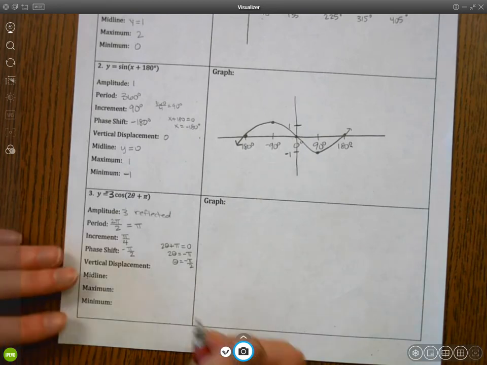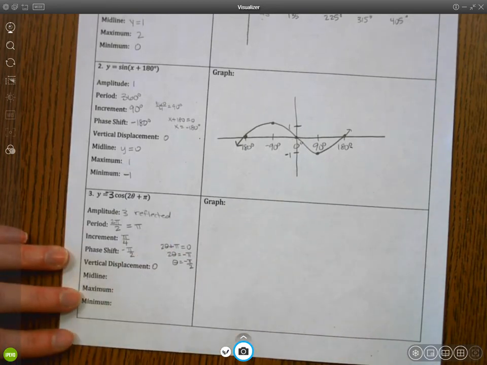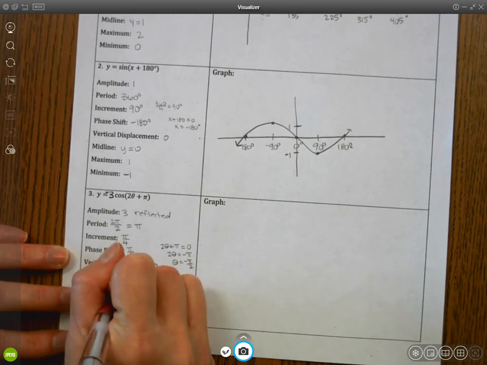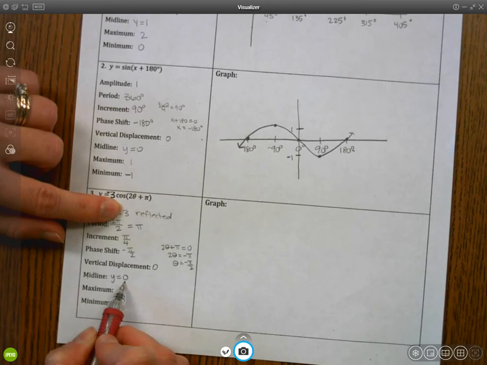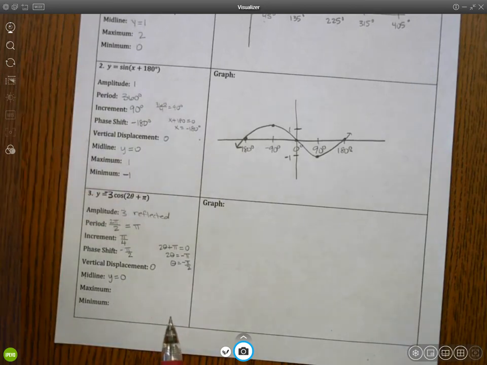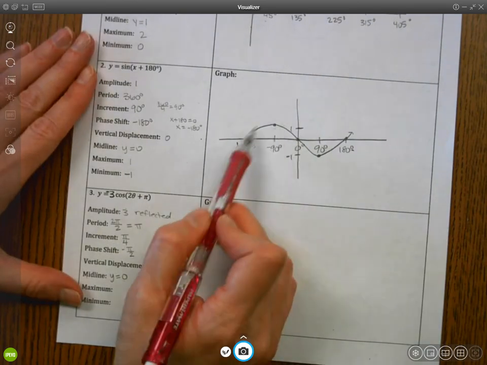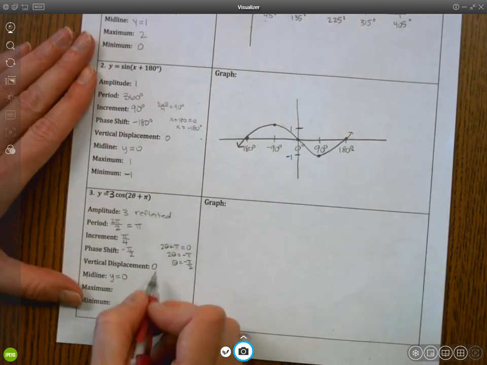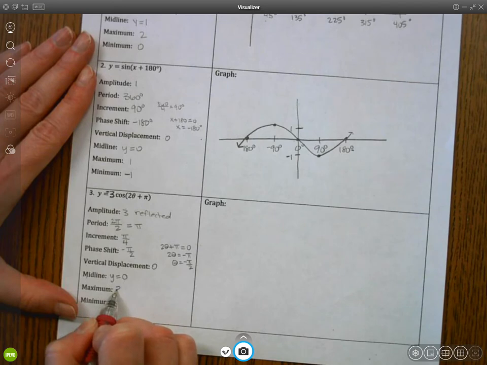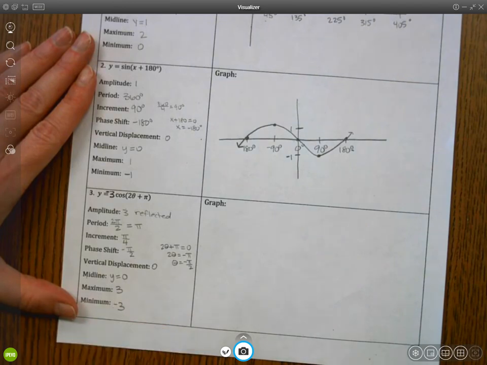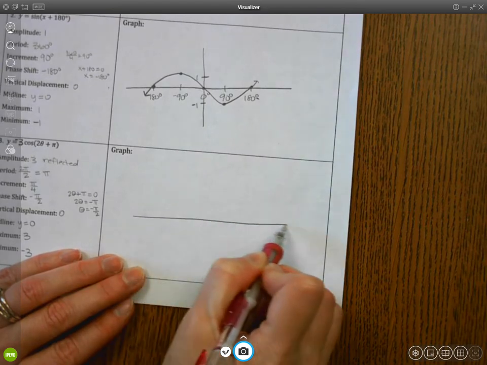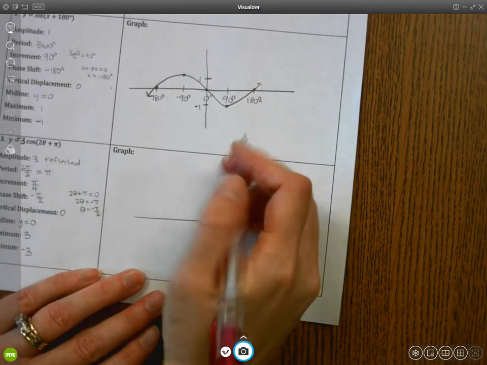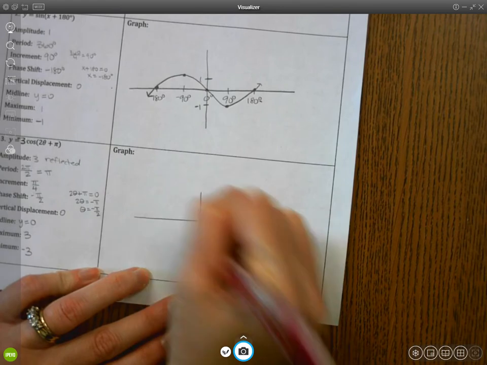Vertical displacement. We don't have one here, so our midline is 0. Your maximum: you're going to take your amplitude and add it to your midline, because amplitude is how far up and how far down you go from the middle. Like how tall are your hills, how low are your valleys. So our maximum is 3, and our minimum is negative 3. Drawing our picture, we're starting on the negative, so let's put our axes kind of in the middle.